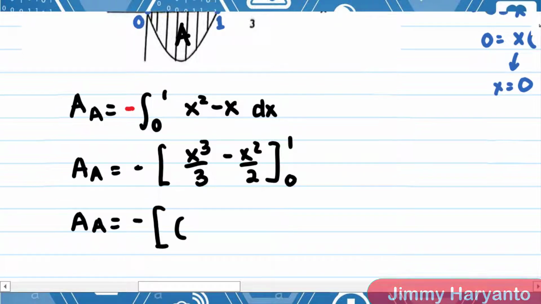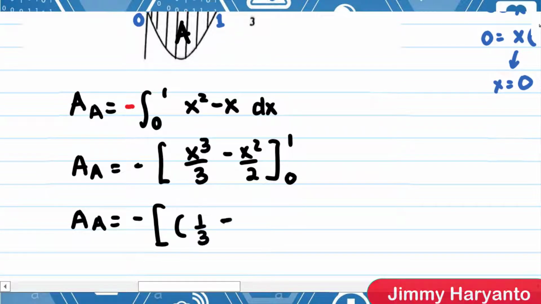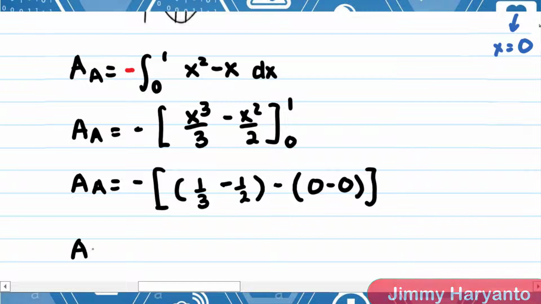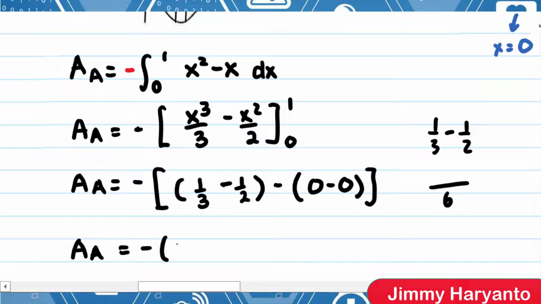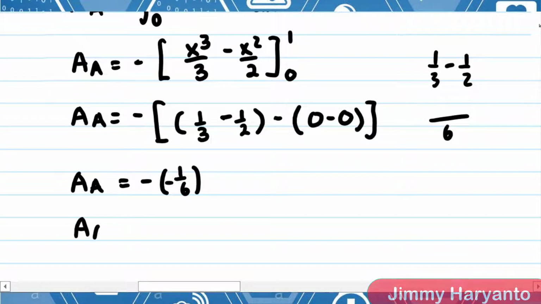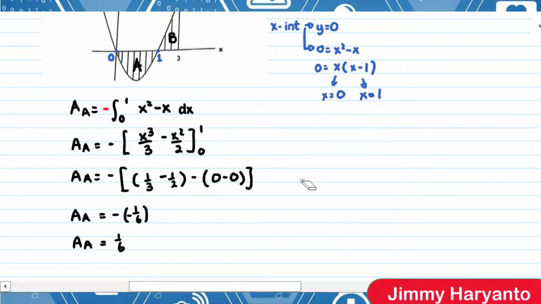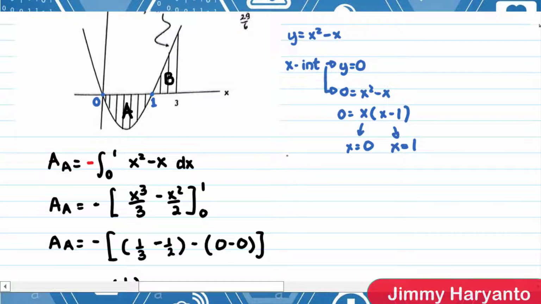So you'll have 1 over 3 minus 1 over 2 minus 0 minus 0, and then you will have the area. 1 over 3 minus 1 over 2 is over 6, 2 minus 3, 1 over 6, negative. So the area will be positive 1 over 6 square units. That is the area of A.